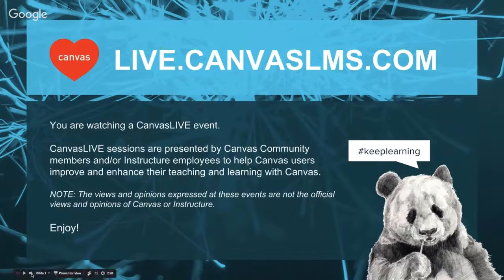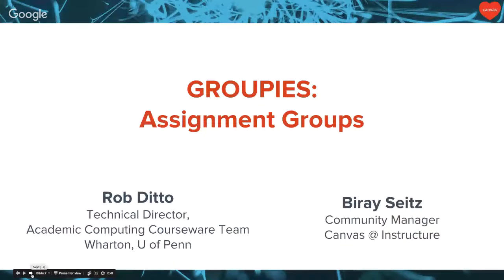So today we are continuing the series that we have called Groupies, and we're going to talk about assignment groups. My name is Birai. I'm a community manager here at Instructure, and with me is Rob. Say hi, Rob. Hello, everybody. He's the technical director at the academic computing courseware team at Wharton at University of Pennsylvania. It's good to have you again. Great to be here again.